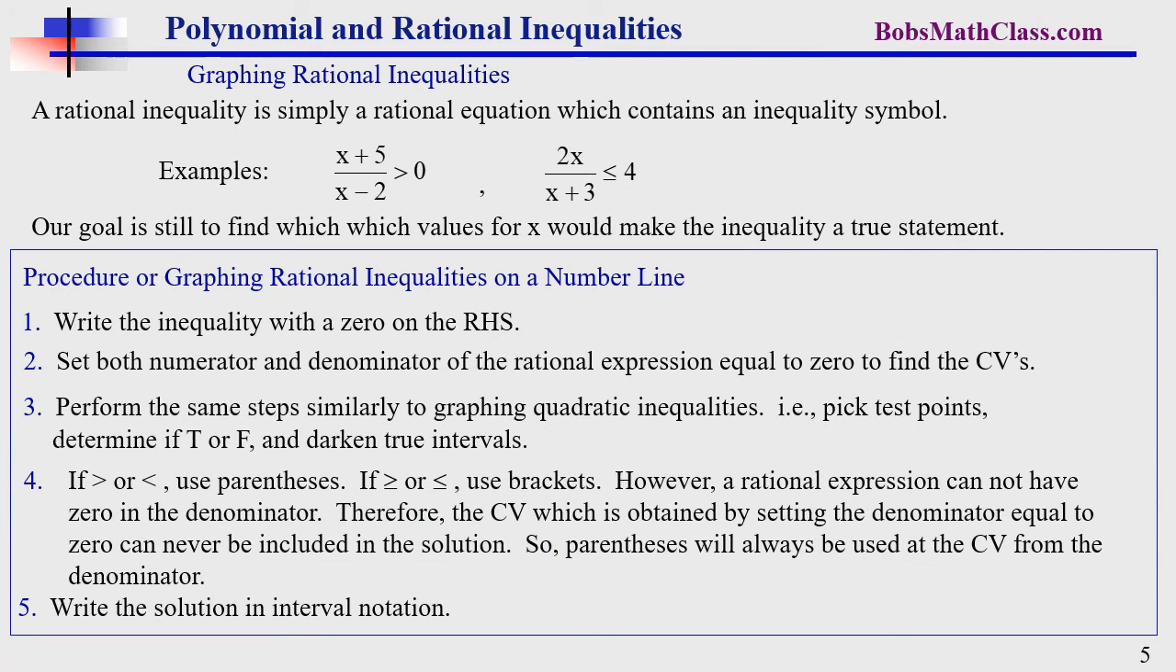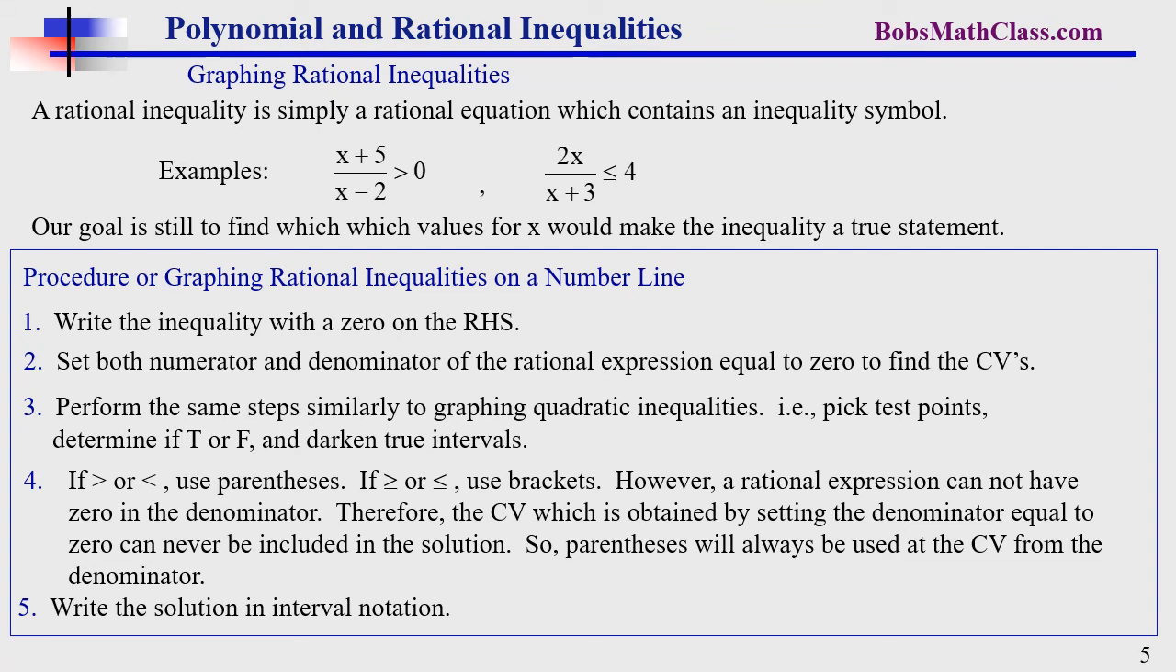Okay, we're going to be graphing rational inequalities. So it's a rational equation that just contains an inequality symbol. Rational means fractions. So we're talking about fractions. Here's some examples. x plus 5 over x minus 2 greater than 0. 2x over x minus 3 less than or equal to 4. Okay, we're still trying to find the values for x which would make the inequality a true statement.